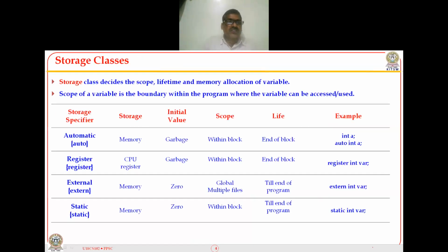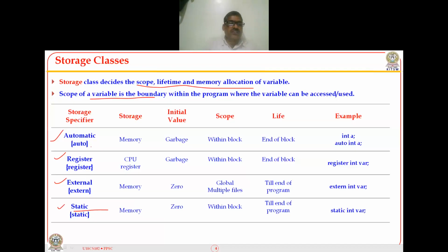So what is a storage class? Storage class decides the scope, lifetime, and memory allocation of the variable. These are the three important things. Scope, lifetime, and memory allocation of a variable are defined by what we call the storage class of a variable. The scope of a variable is the boundary within the program where that variable can be accessed. We have four different types of storage class specifiers: automatic, register, external, and static.